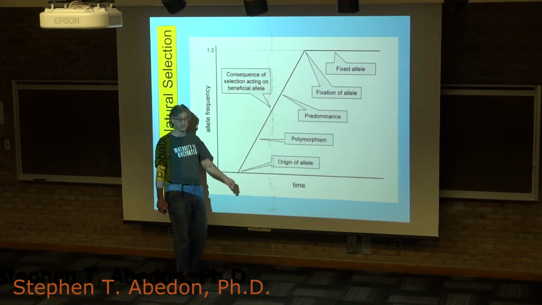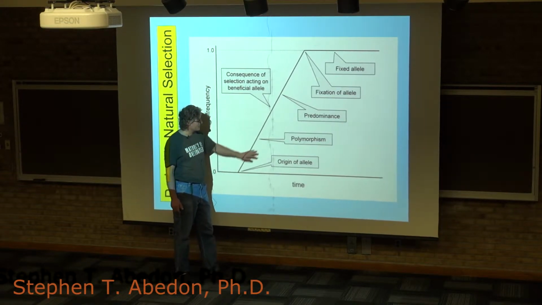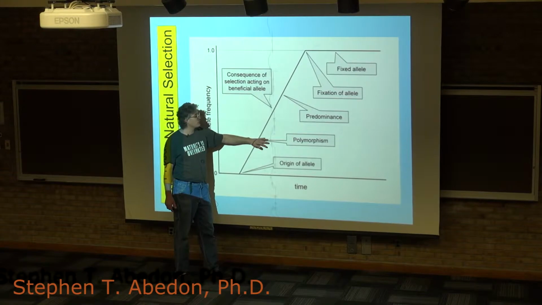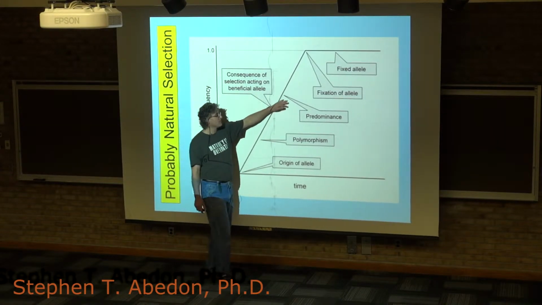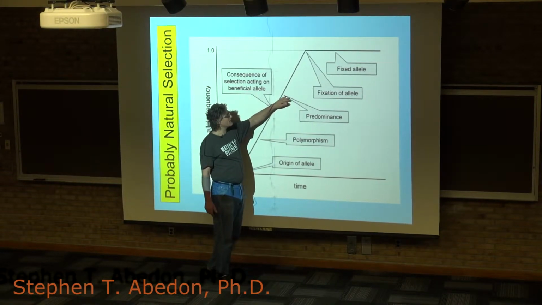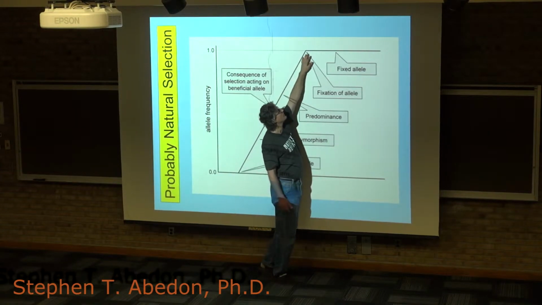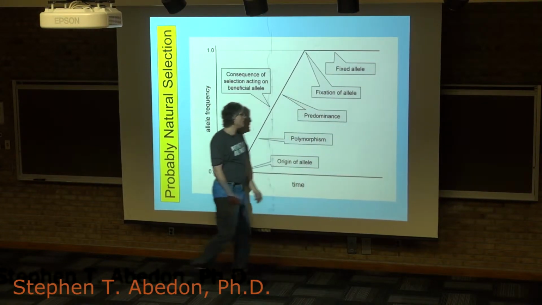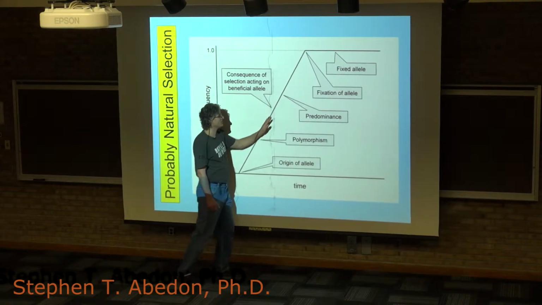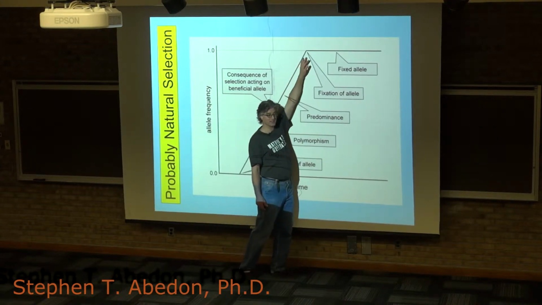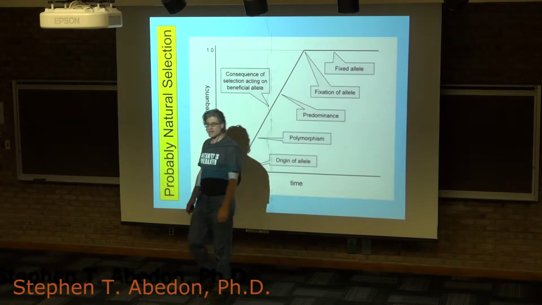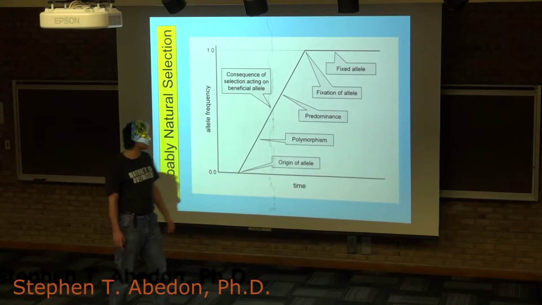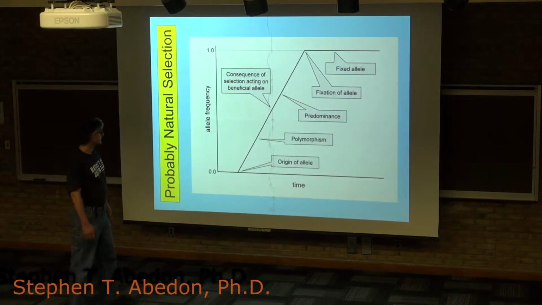So that's the origin of the allele within the population. It can increase in frequency to the point of it being a polymorphism, to the point of it being predominant within the population, and even to the point where it can be fixed within the population. And when you have a steady march of an allele upward like this, it's usually a sign that we have natural selection going on. And why is this?